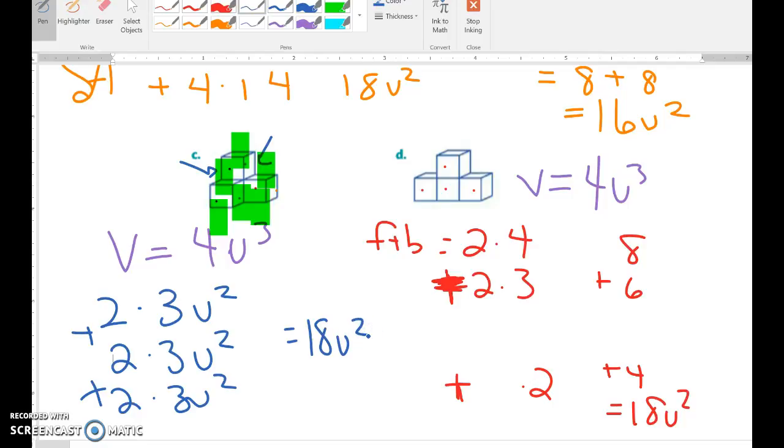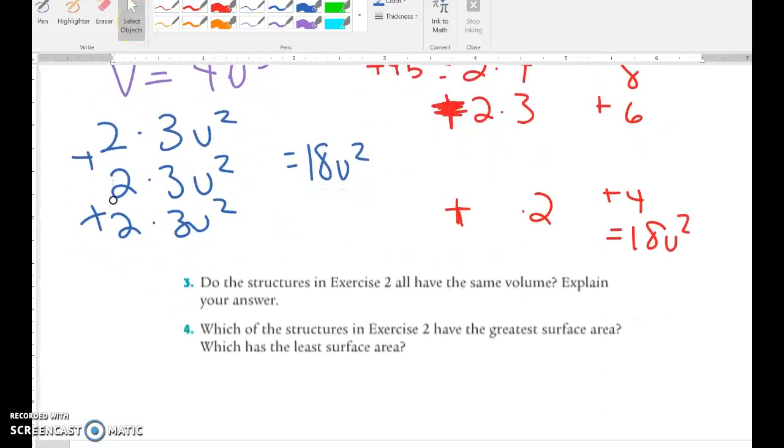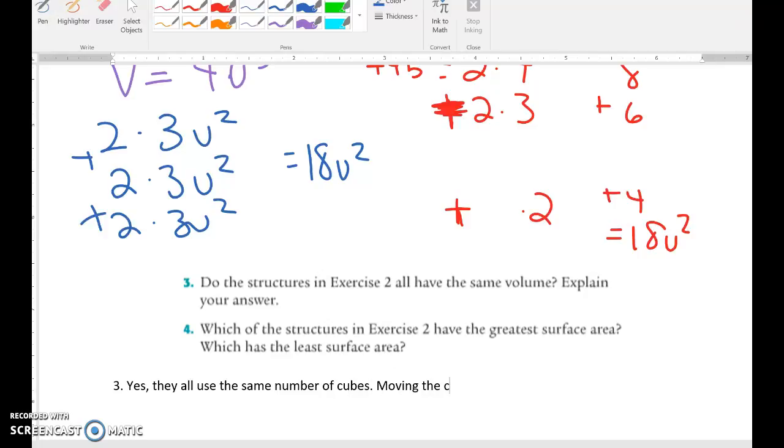Now, long story short, do they all have the same volume? Yes. They all use the same number of cubes, right? And the volume is constant. Moving the cubes doesn't change, right? It doesn't change how much you could fit inside. Now, the difference is they don't all have the same surface area, right?